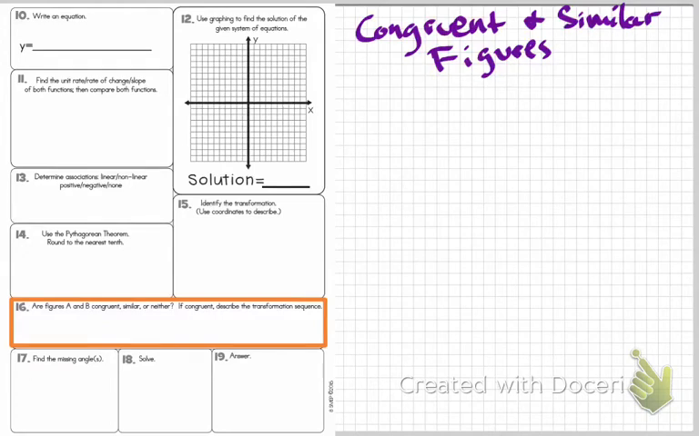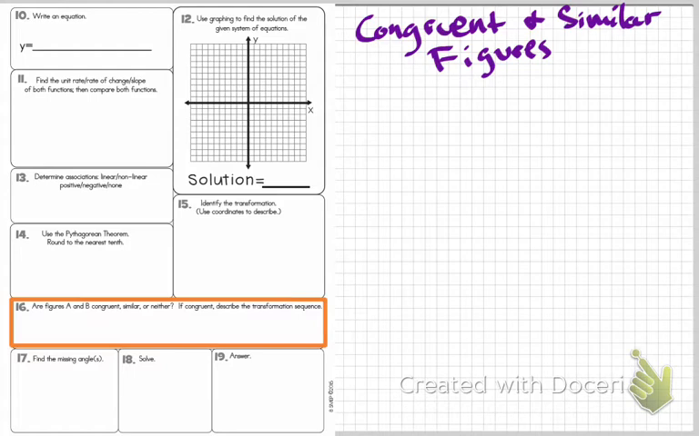Welcome to our tutorial for question 16 of our weekly review. Question 16 is asking us to compare two figures on the coordinate plane and determine if those figures are congruent, similar, or neither. And if our figures are congruent, we're also asked to describe the types of transformations that have occurred. I'll remind you that we discussed transformations in our video for question 15, so if you need to go back and review that, please do.